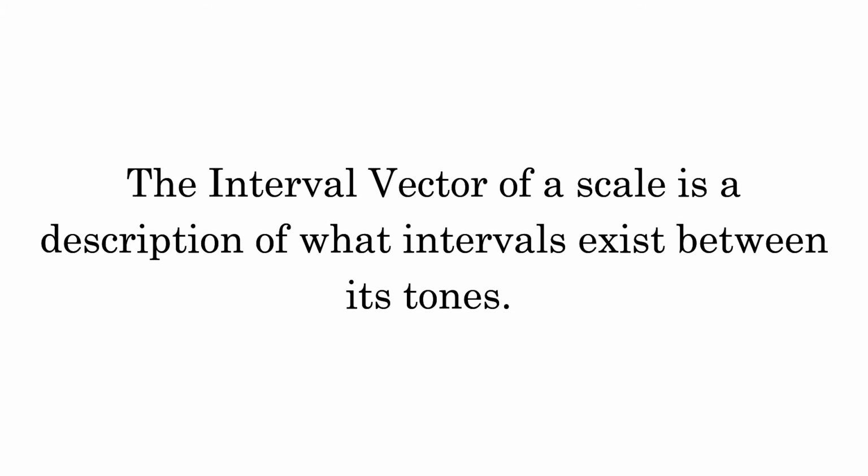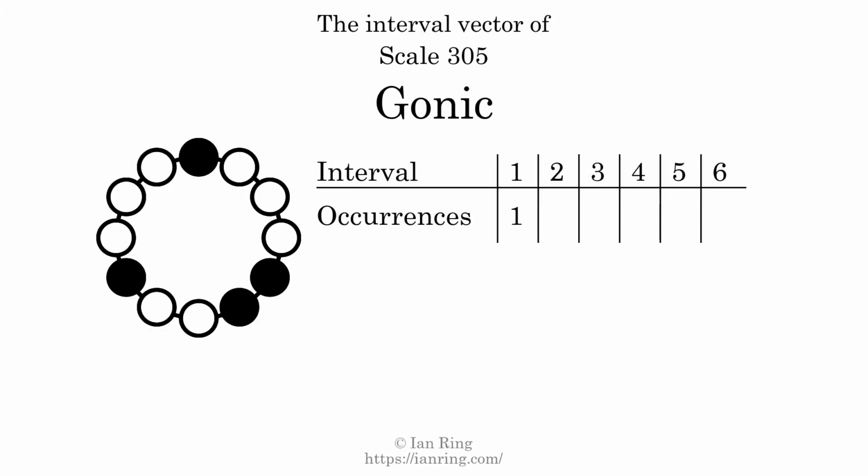The interval vector of a scale is a description of what intervals exist between its tones. There is one interval with a size of 1 semitone. It is here. There are no intervals with a size of 2 semitones. There is one interval with a size of 3 semitones. It is here. There are 3 intervals with a size of 4 semitones.